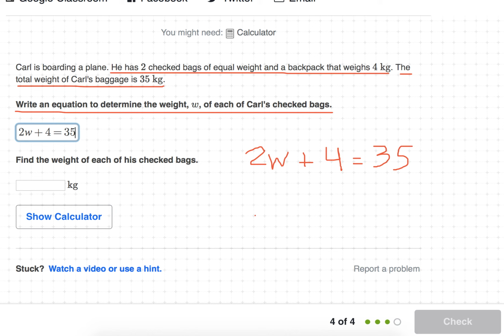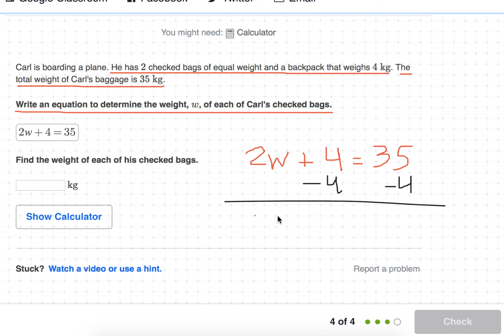So now we have a 2-step equation, which we can solve by subtracting 4 from both sides. So those 2 bags weigh 31 pounds. And dividing by 2, we would get that each bag weighs 15.5 pounds.